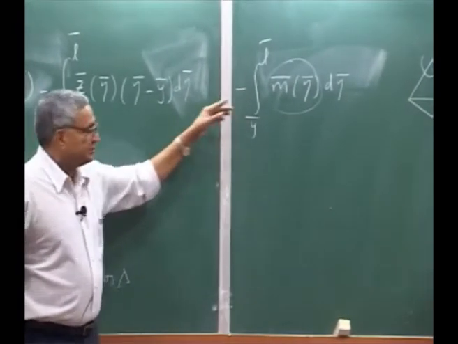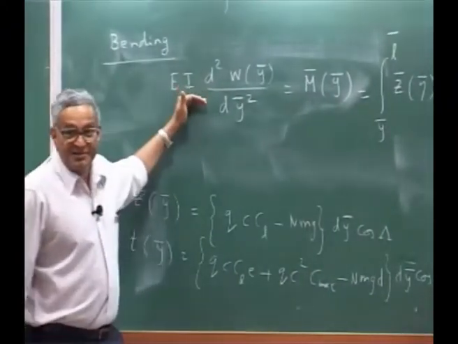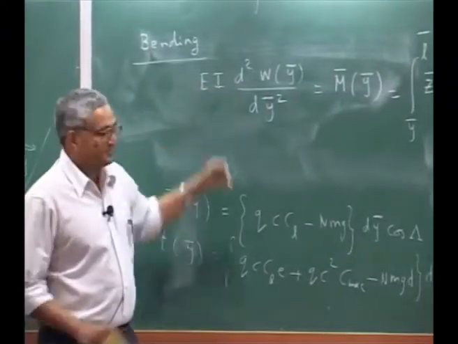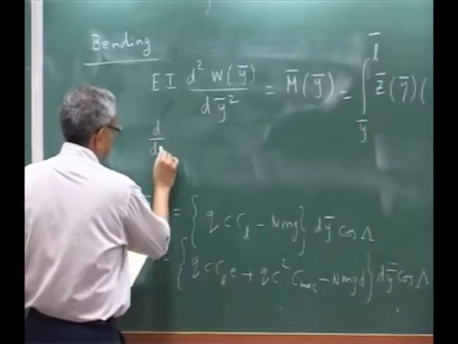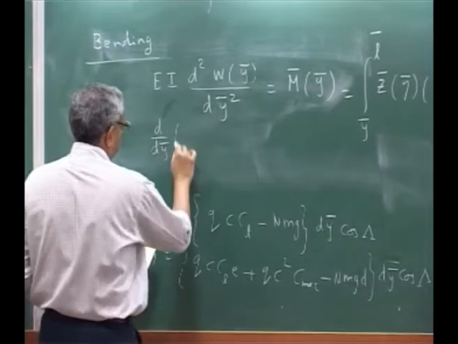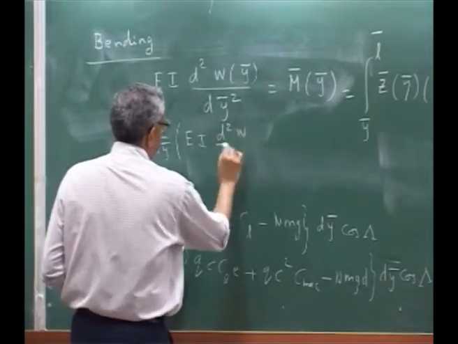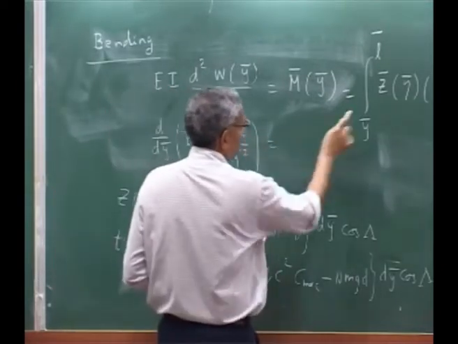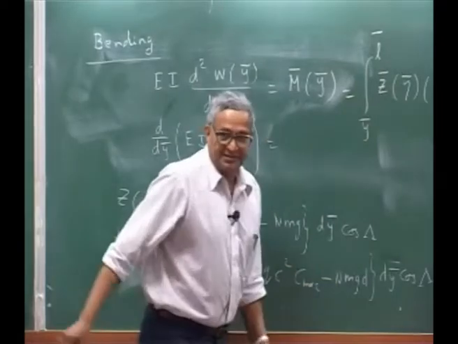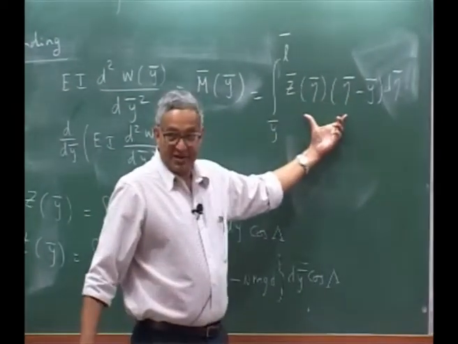Now what you can do is you can take this quantity and differentiate twice. If you differentiate twice, first differential d by dy bar of EI, okay, this is becoming, you will have to, I can write this integral into two parts.